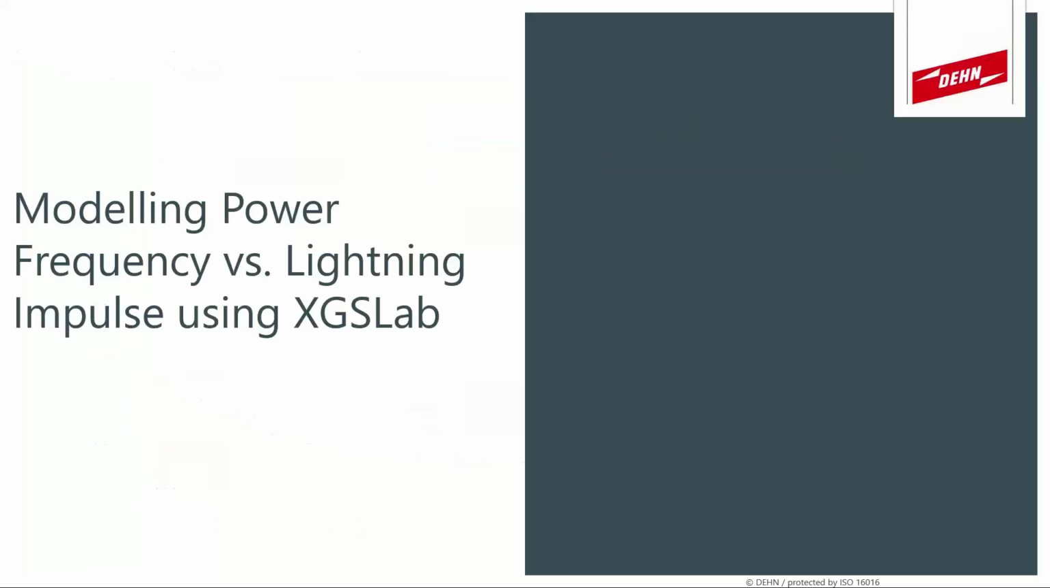Now, all these aspects need to be taken into consideration when we are modeling for a first positive or a first negative. What's the peak value and what's the shape of the impulse that we're injecting? Now, the next few slides will then explain how we model power frequency versus lightning impulse using XGS Lab.